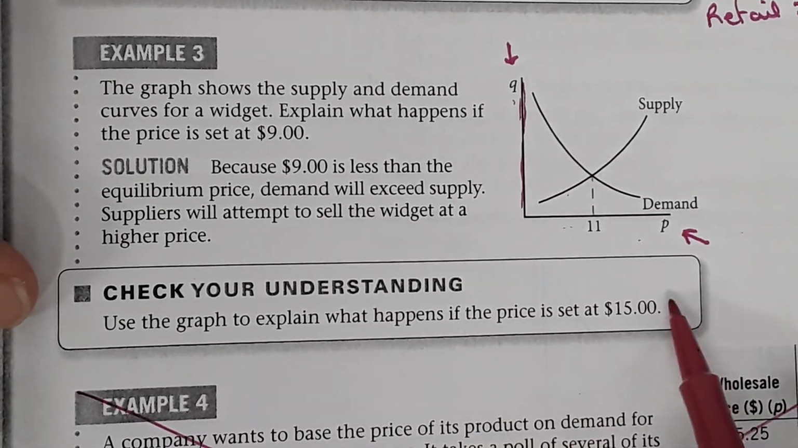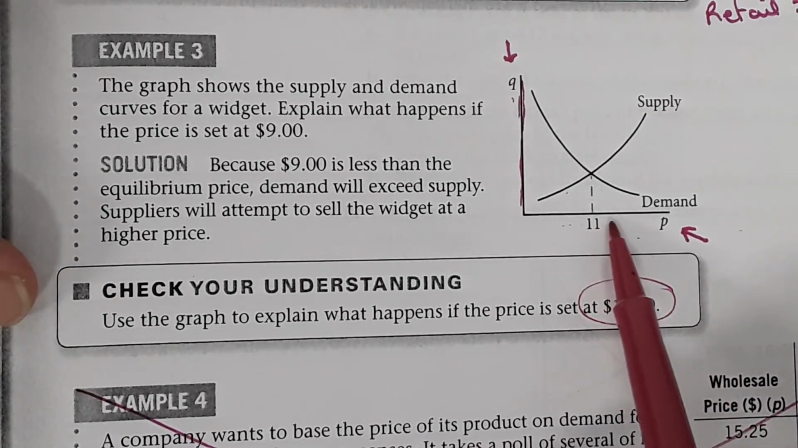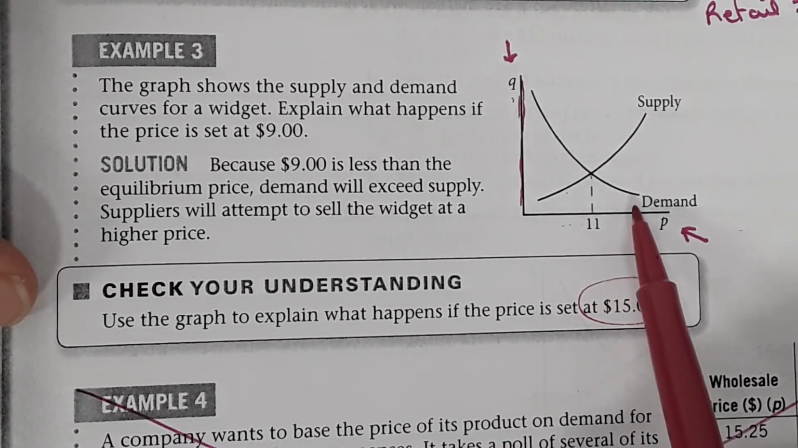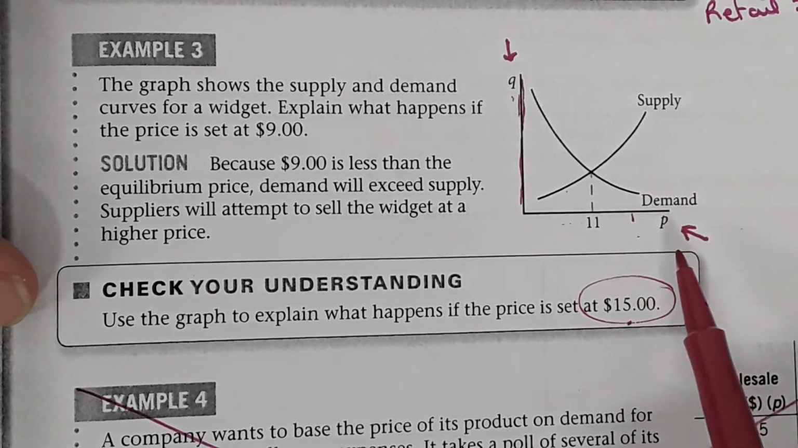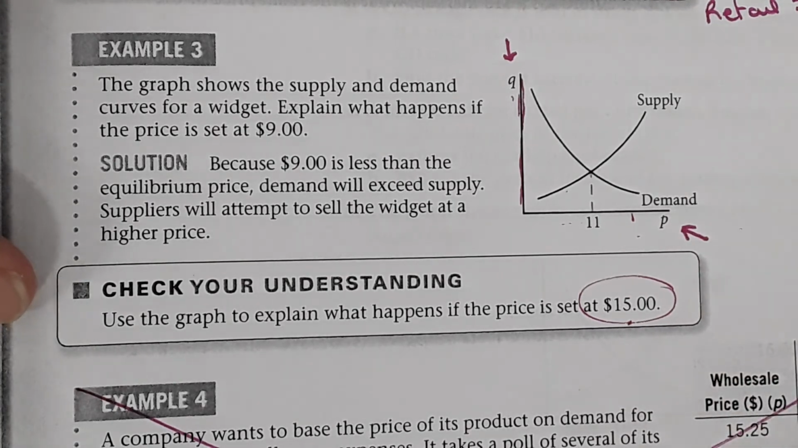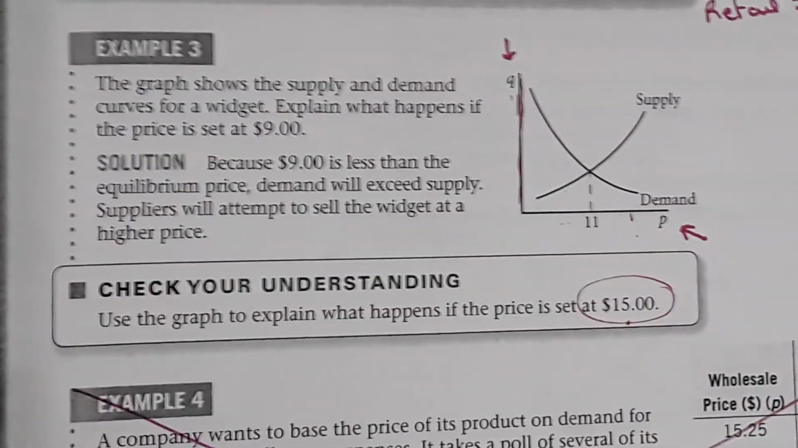Okay, so what would happen if the price was set at 15? Well, now we're moving this way. Okay, well, the demand gets lower because they're overpriced, and the supply would get higher because they're not selling any. Okay, that is assignment 13.